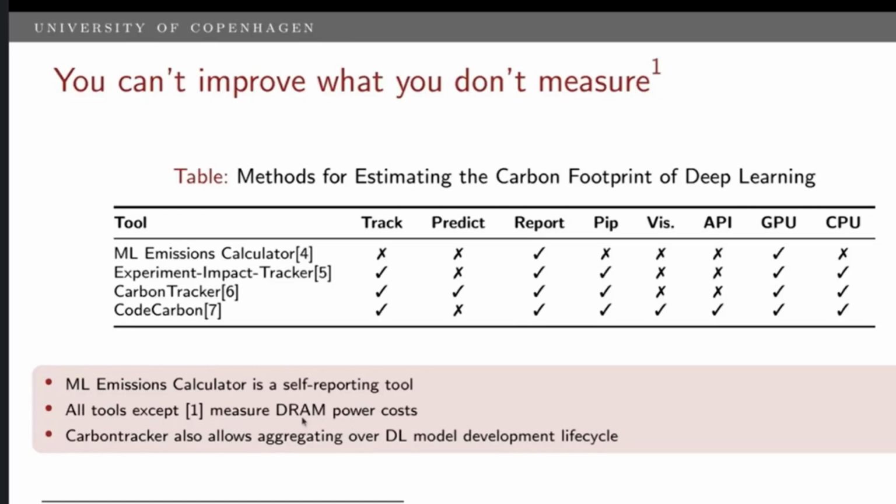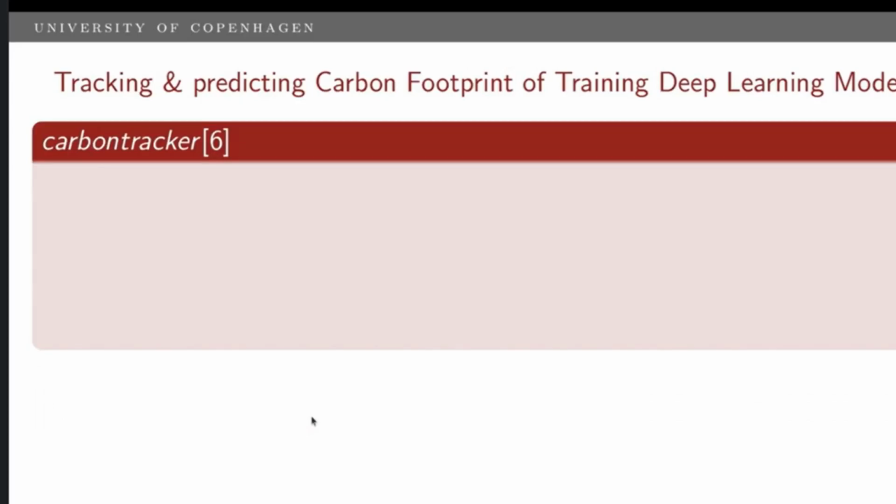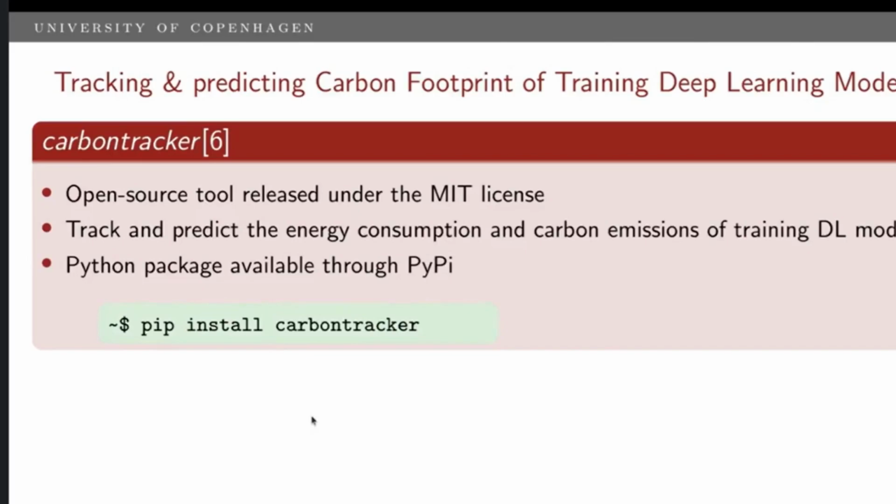That overhead could be because of disk reads, dissipation costs, and cooling costs. All of that is usually taken into account using a factor called power usage effectiveness, but I will come to it. So just talking about Carbon Tracker, it's a simple tool.